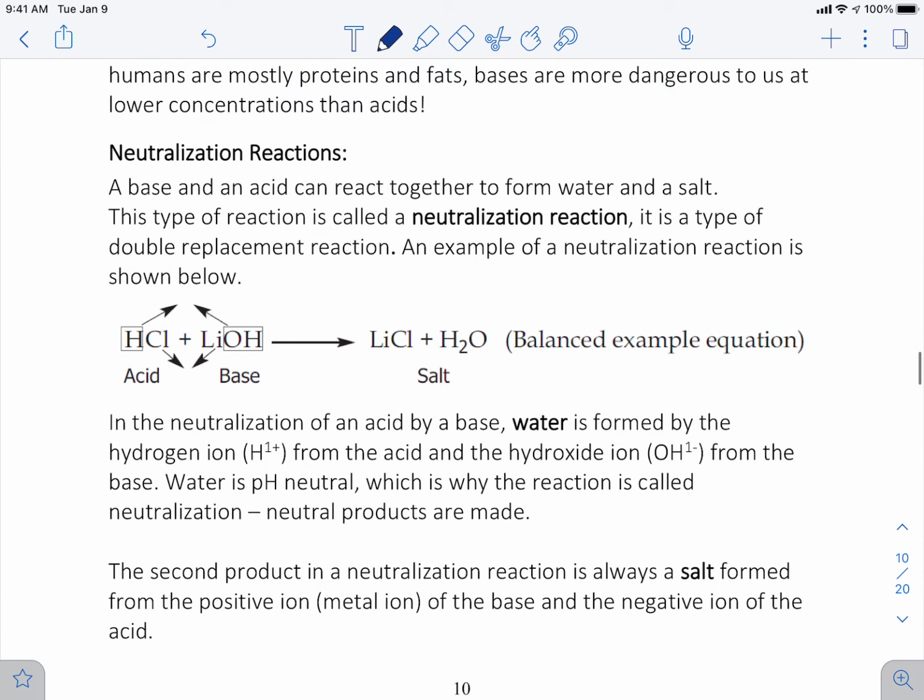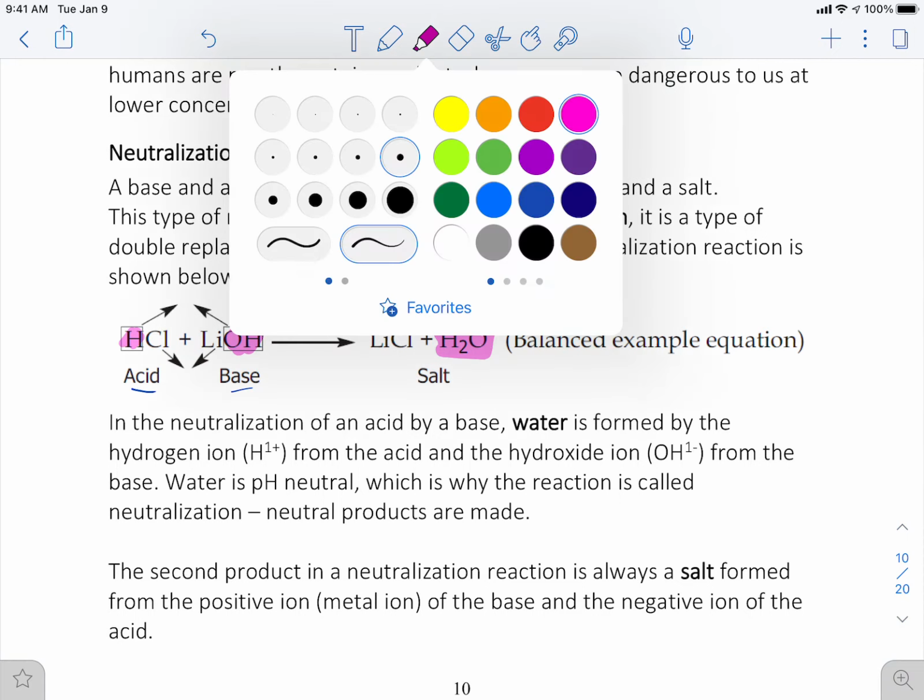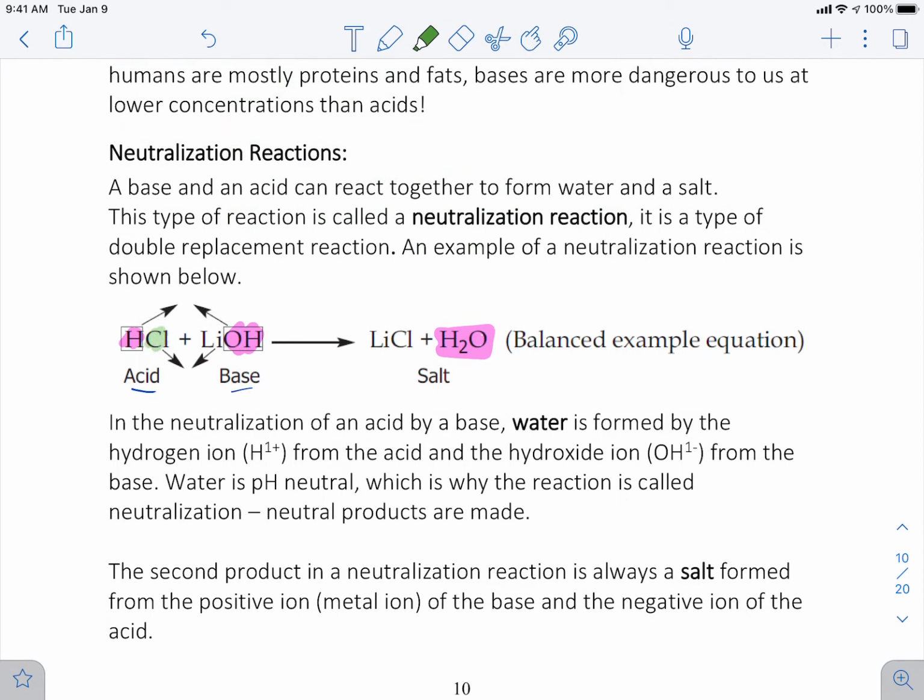So a neutralization reaction is a reaction that will bring the pH to 7. A base and an acid can react together to form water and a salt. This type of reaction is called a neutralization reaction. It is a type of double replacement reaction. An example of neutralization is shown below. Here we have the acid and the base, and the acid and base part, which is the hydrogen and the hydroxide, come together to form water, and their partners, the chlorine and the lithium, come together to form a salt.